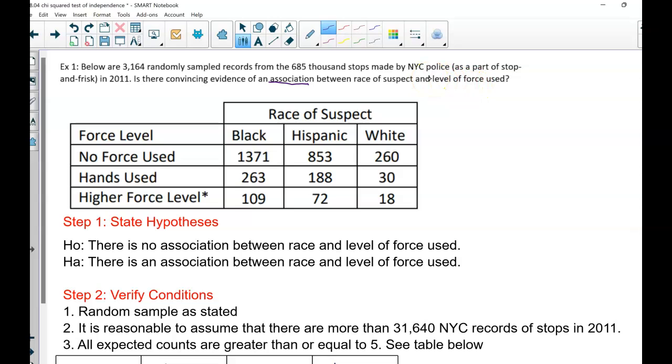So we see a two-way table, which is an indication of some sort of chi-square test. How do you know it's not a chi-square test of homogeneity? Well, we only have one sample, not separate independent samples from each of the populations. That's the key difference. So therefore, the race of the suspect is treated not as a population, but rather as a category. And so they're comparing the category of race of suspect to the second category of the level of force.